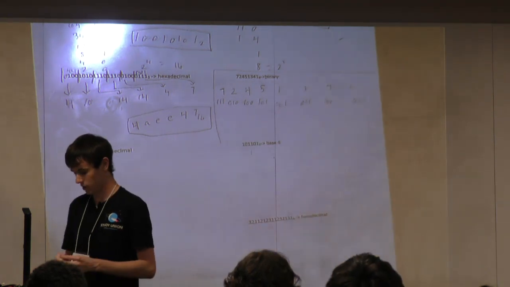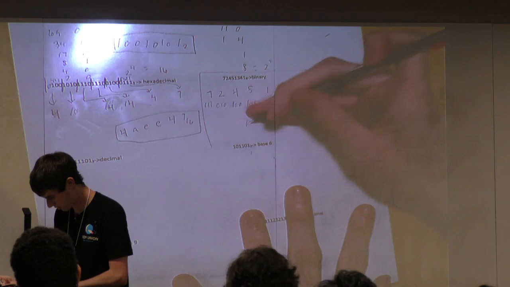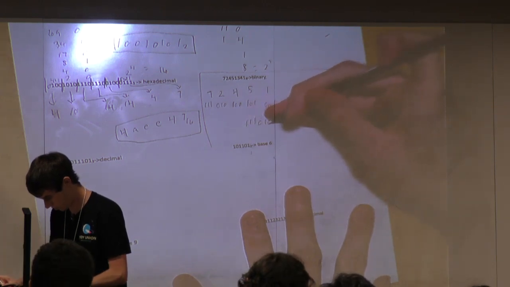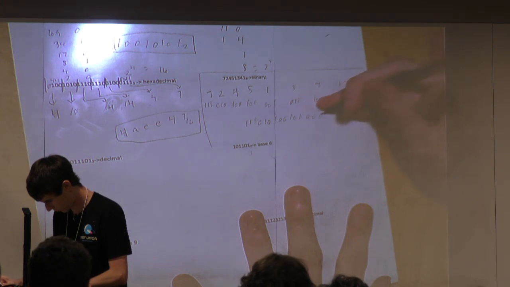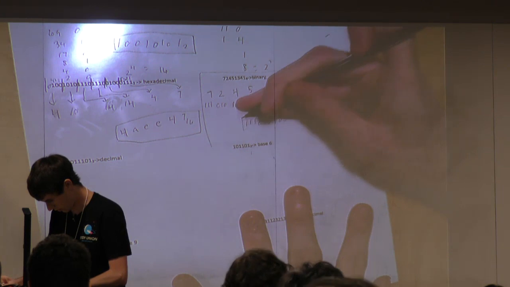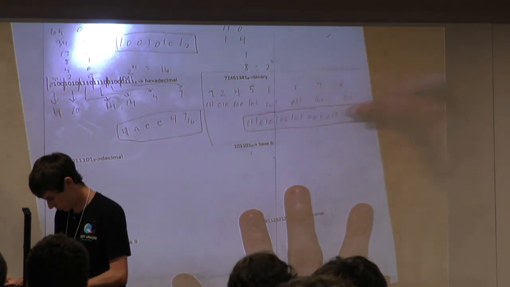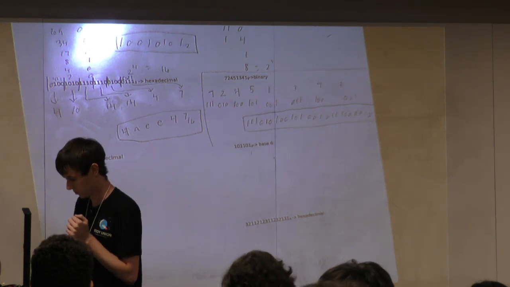So if I write each one of these digits as their binary equivalents, then I combine all these together in a little bit more readable fashion. And there's your answer. Once again, a lot faster than converting that giant string to decimal.